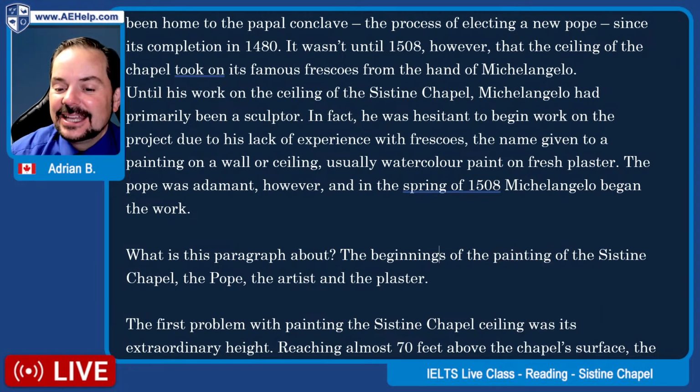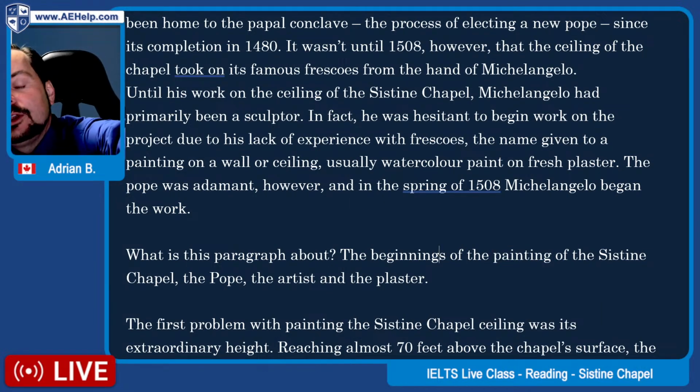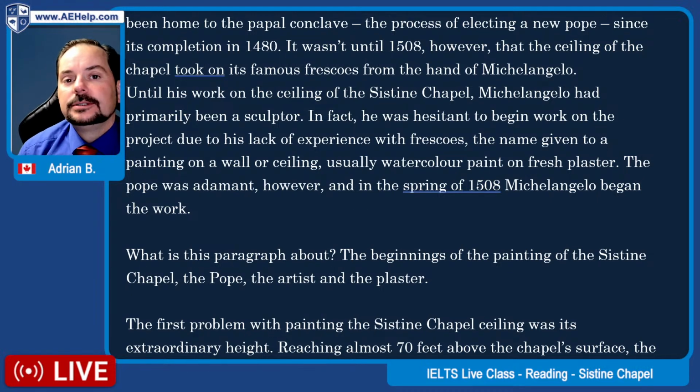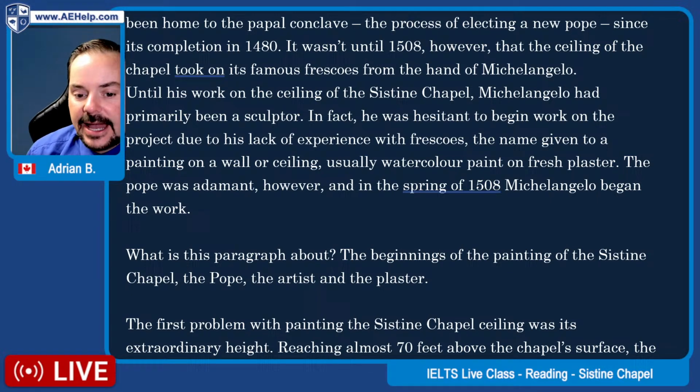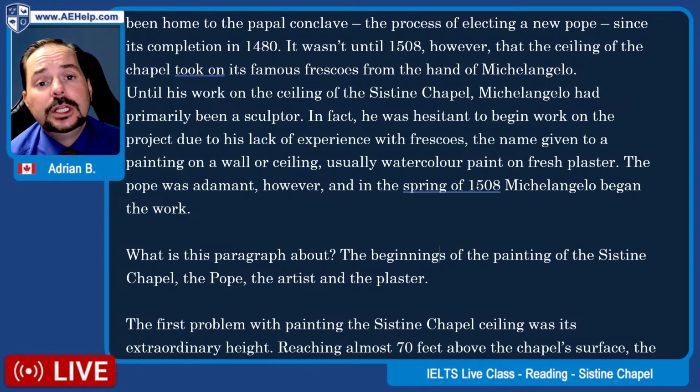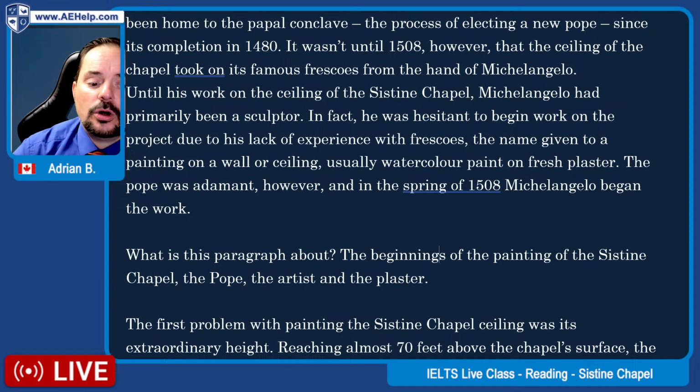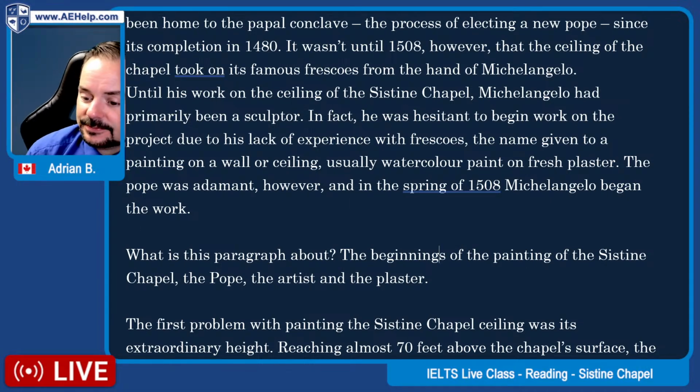Now, if you didn't get that, that's fine. But at home, when you're practicing, when you're studying, you should have that information on paper. This is a really, really good exercise for you to do at home. So, what is this paragraph about? The beginnings of the painting of the Sistine Chapel. The Pope, the artist, the plaster. That's what it's about.